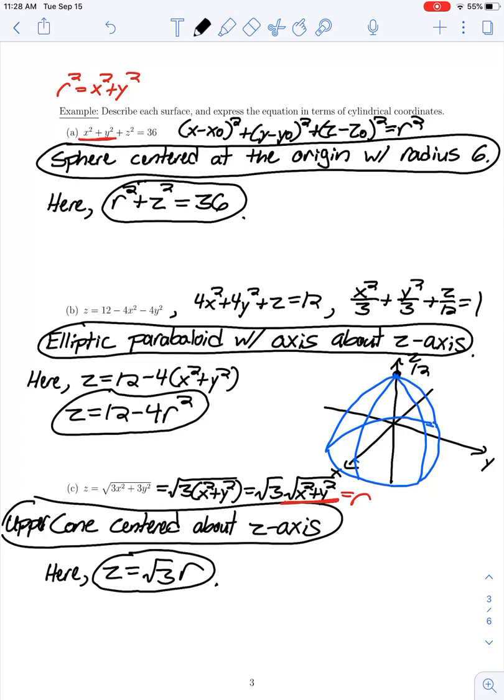So we see for a few of these examples, equations of, say, spheres or cones or some portion of a cone, or maybe paraboloids, if we convert those equations into equations involving cylindrical coordinates, they might have more simple representations in terms of cylindrical coordinates as opposed to the rectangular coordinates x, y, and z.